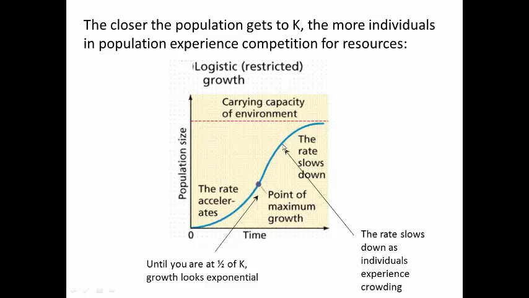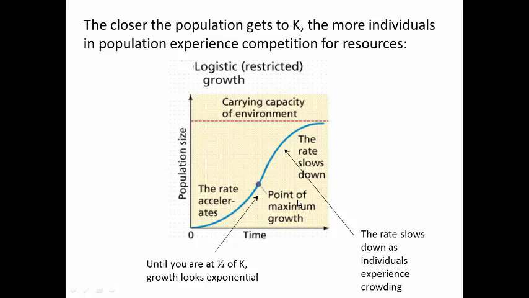Now at this point, all of a sudden, the effects of resource limitation are being felt. The birth rate is decreasing, the death rate is increasing, and so the rate of growth slows down. So now we have crowding, and it's going to continue to slow down until it gets to the carrying capacity.